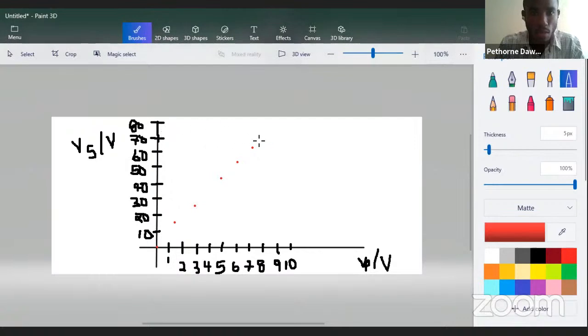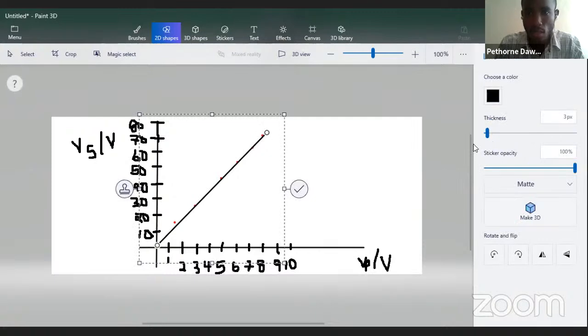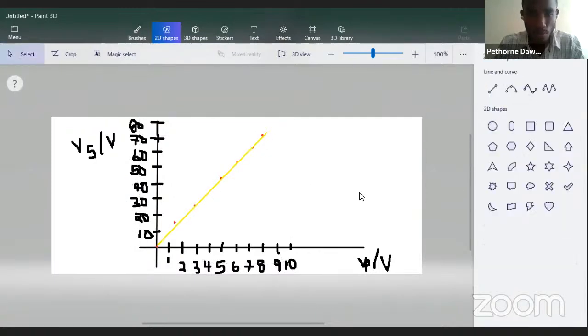You're probably not seeing these values. If you have the paper, it's the 2019 Paper 2 for Physics. Now with this comes our line drawn, which should look pretty much like that. You can change the color so you can see it clearly.